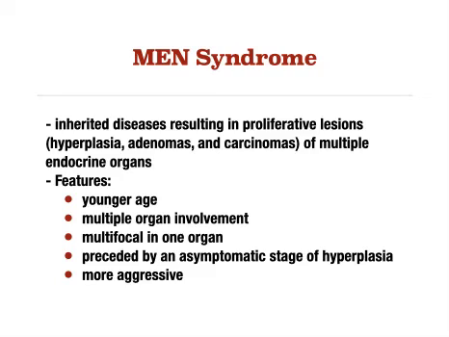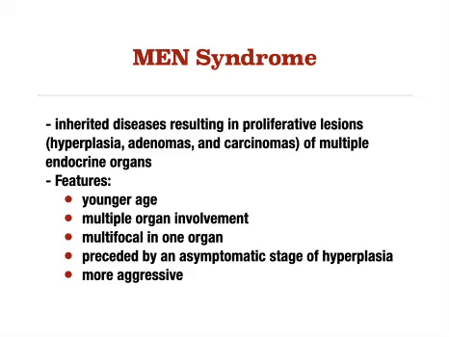Okay, now we move on to MEN syndrome. MEN stands for multiple endocrine neoplasia syndrome. Now, this is a group of inherited diseases resulting in proliferative lesions of multiple endocrine organs. So this may be in the form of hyperplasias, adenomas, or carcinomas. Now, these tumors occur at a younger age than your sporadic tumors. They may arise in multiple endocrine organs either synchronously, meaning at the same time, or metachronously, at different times.